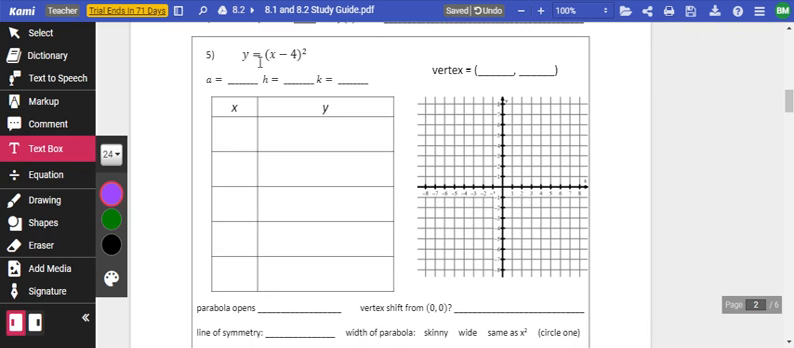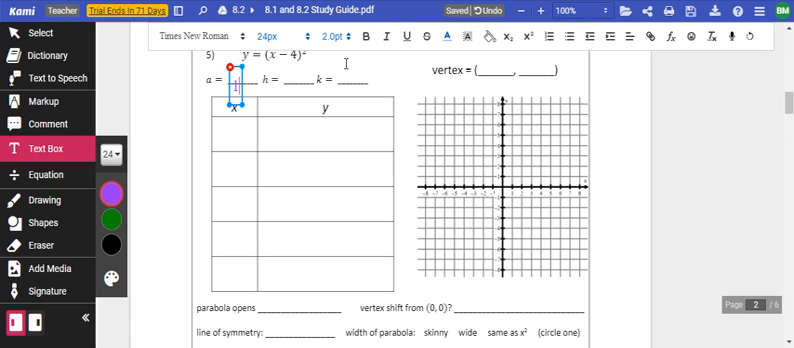Okay, we're looking here at number 5, and we want to look at what the vertex is. I'm going to go ahead and answer A and H and K first. A is 1. There's nothing in front of my x. H is 4. Remember, it's the opposite of what's inside. And the K is 0. There's nothing being added. So my vertex is going to be 4, 0.